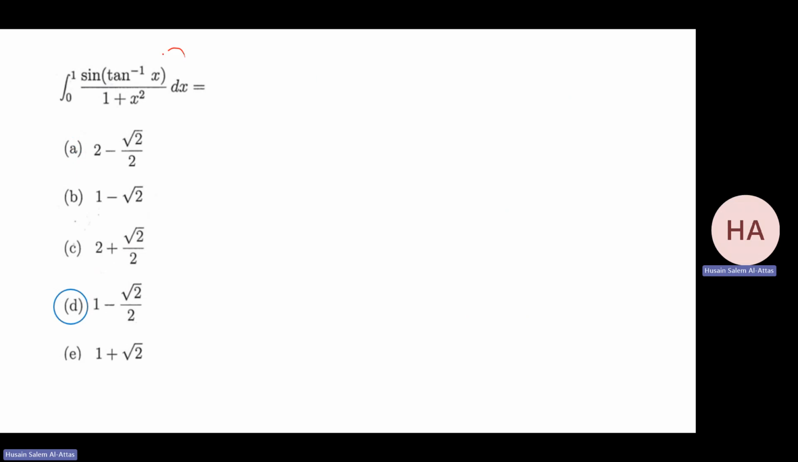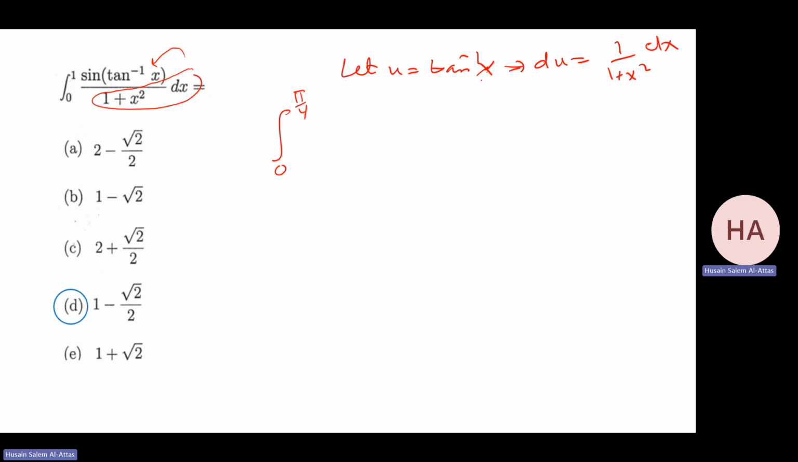Yeah, I have tan inverse, and this is its du. So I let u equal tan inverse of x. Du will be 1 over 1 plus x squared dx. So what I have? Tan inverse from 0, tan inverse of 1 is pi over 4. They have what? Sine u du. And that will be minus cosine u from 0 to pi over 4.